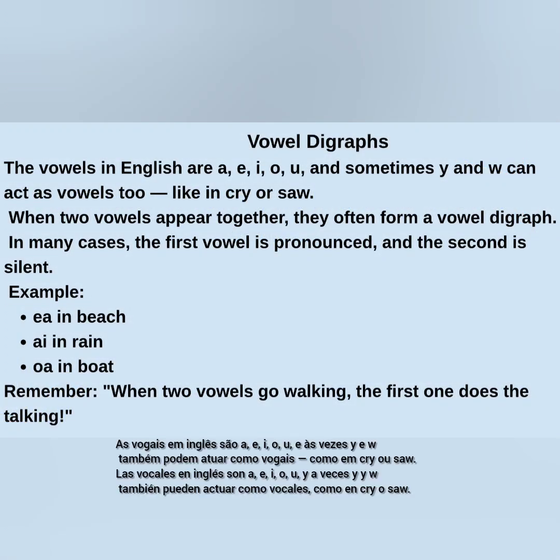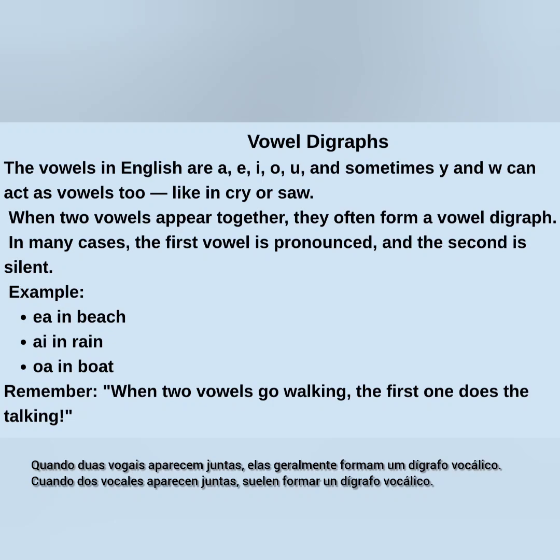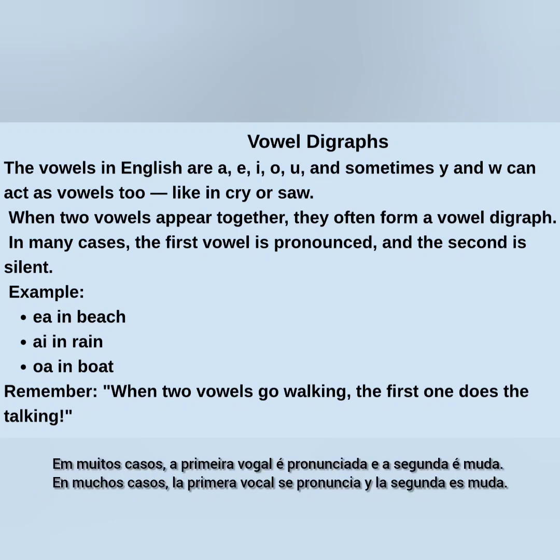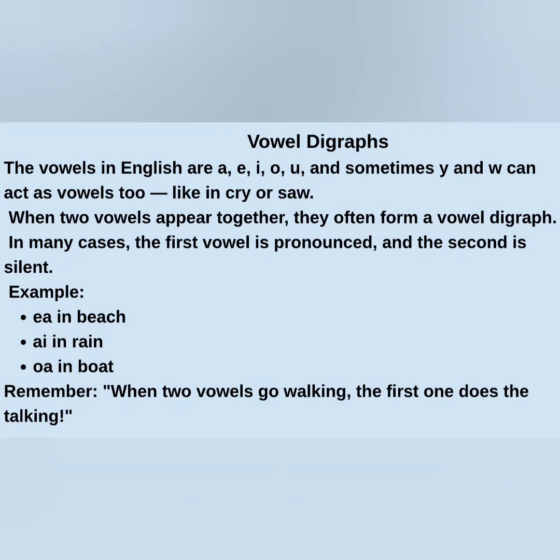The vowels in English are A, E, I, O, U, and sometimes Y and W can act as vowels too, like in cry or saw. When two vowels appear together, they often form a vowel digraph. In many cases, the first vowel is pronounced and the second is silent.